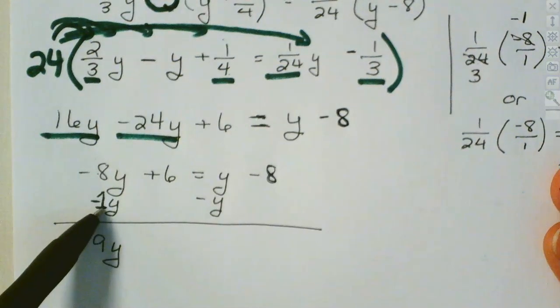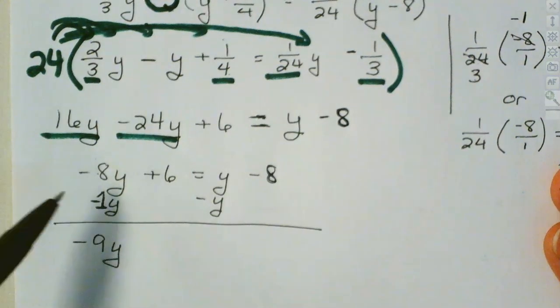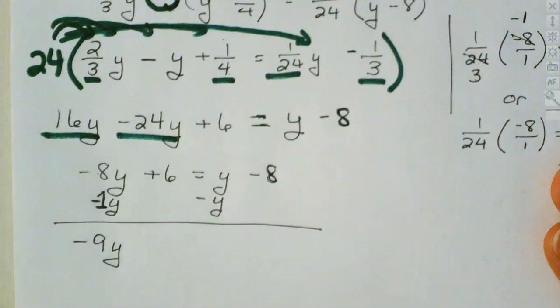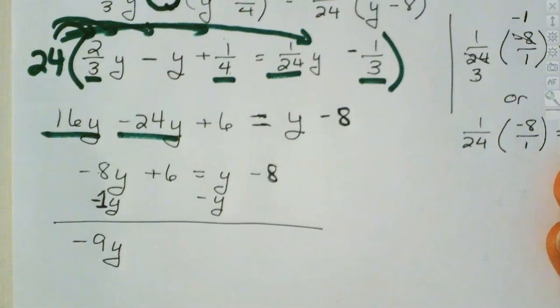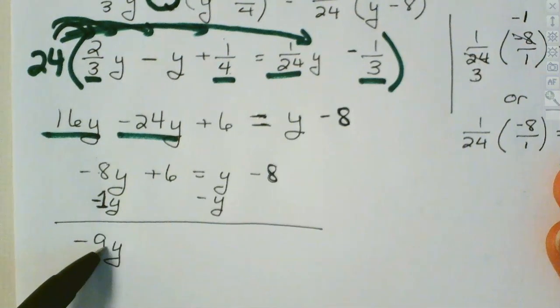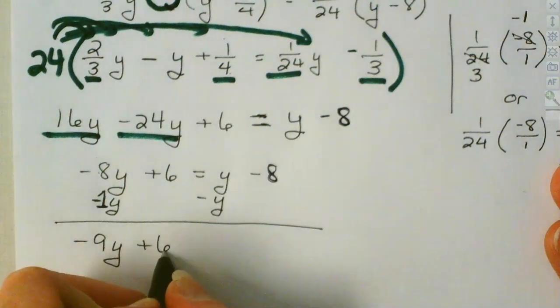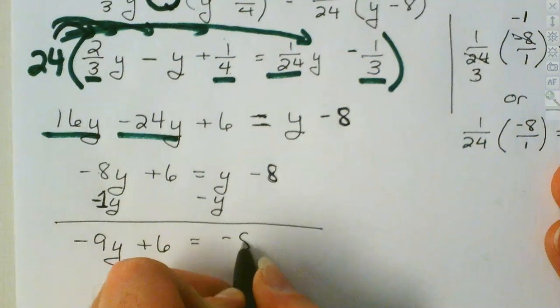If it helps, put the 1 there. It's minus 8. Think about it: you already owe the bank $8. You take out another $1, you now owe them 9. Right? So it's negative there. And then we've got a plus 6, and that equals our negative 8.